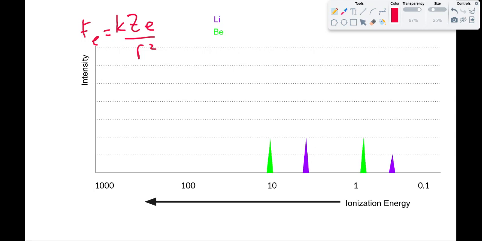Another comparison, here's lithium compared with beryllium. Again, we get that shift to the left because Z has now gone up from 3 to 4, and that shell number 2 spike is now 2 times as tall because there's 2 electrons in shell 2 instead of 1.